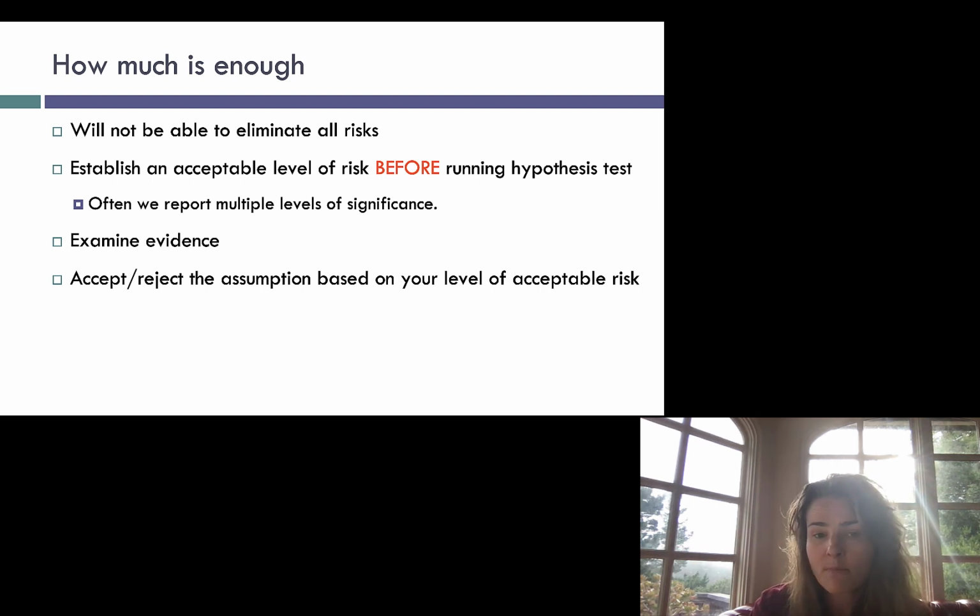Often we do report multiple levels of significance. The result was significant at the 10% level, the 5% level, the 1% level, the 0.1% level to get around this issue. But essentially, we want to think about the implications, what's good enough, before we run the test, rather than be excited. Look, it was significant at the 10% level. Let's report it as significant because we can. Kind of poor practice.